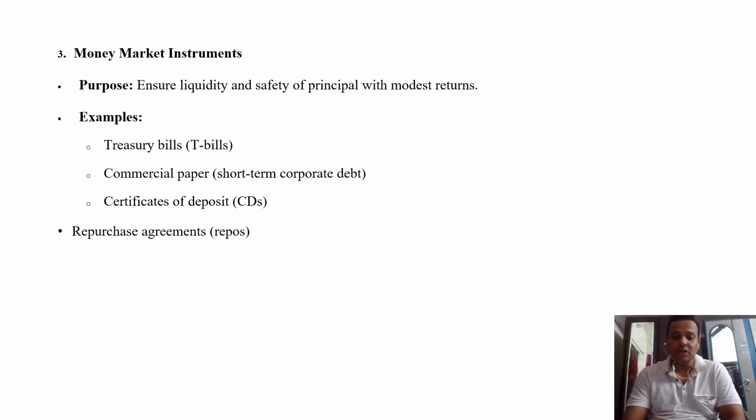So the money market instrument is one of the patterns of investment. The purpose is to ensure liquidity and safety of principal with a modest return. That is the main purpose. Here you have treasury bills, commercial paper, certificates of deposit, and repurchase agreements.